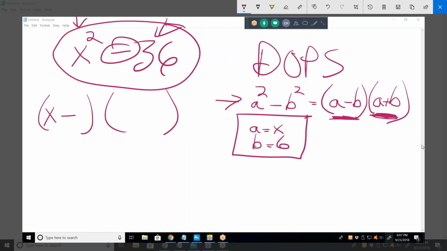No, it's like this. The first term is always x minus the square root of that. And the second term, you don't even have to think about it. It's always the conjugate. It's x plus 6. Okay?